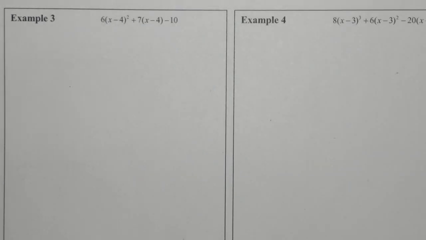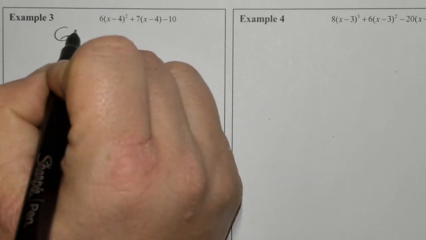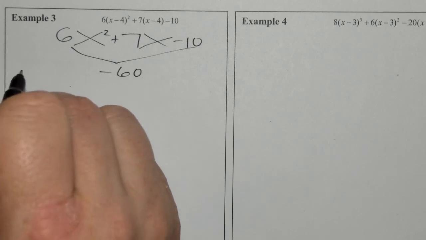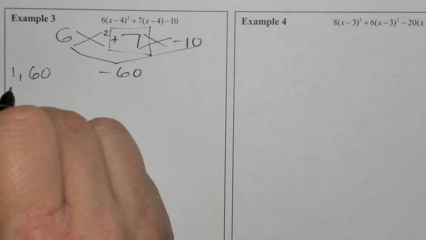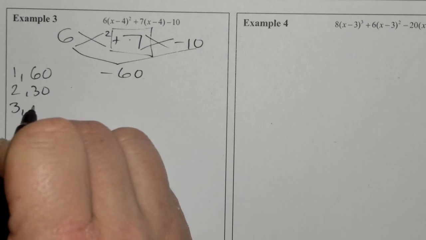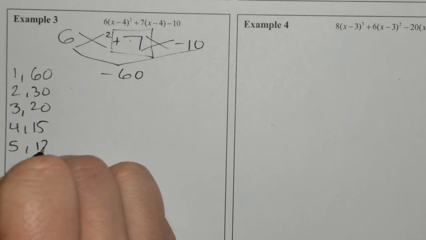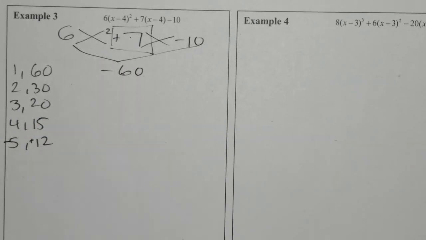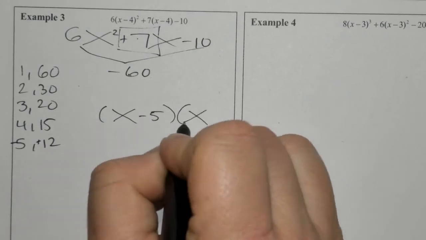Writing down example number 3. Press pause if you need to. 6, 7, and 10. There's not a number other than 1 that I can divide out. So I'm making this 6x squared plus 7x minus 10. What multiplies to give us negative 60, and combines to give you a positive 7? Let's do this together. We have 60, no. 30, no. Getting closer, nope. 5 and 12 work. Now, it has to be a negative 60, but a positive 7. Negative 5, positive 12. So I have x minus 5 and x plus 12.